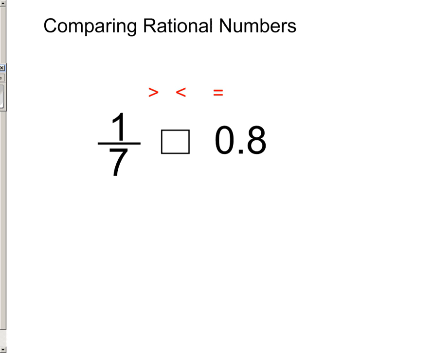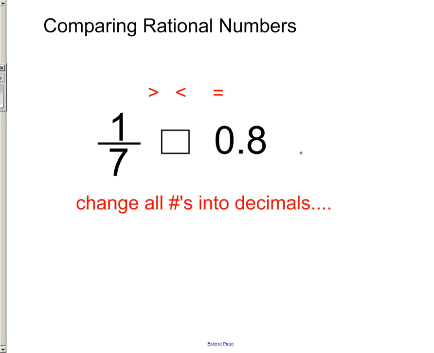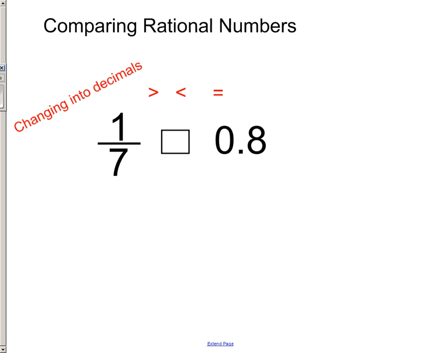Comparing rational numbers. Remember, rational numbers is just any number that you can write as a fraction. Both of these numbers can be written as a fraction. This would be 8/10. But there's two options. You can change both the numbers into decimals and then compare, or you can change them both into fractions and then compare. And I'm going to show you both ways.